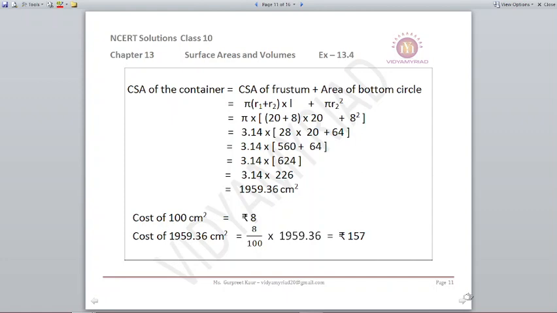1959.36 centimeters square. Now the cost of 100 centimeter square is given to us as 8. So for the cost of 1959.36 centimeter square, we will just multiply. It comes out to be rupees 157.